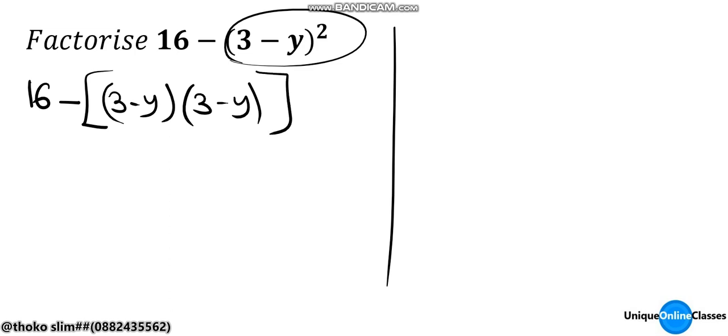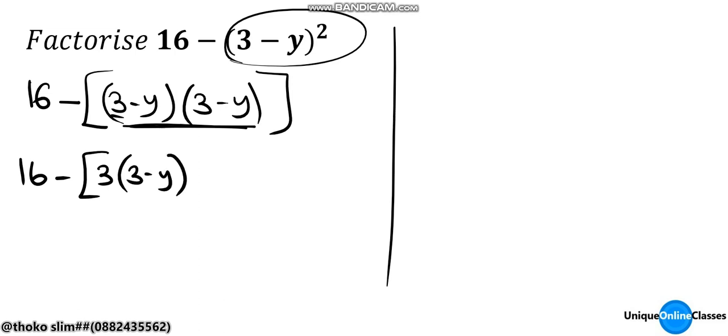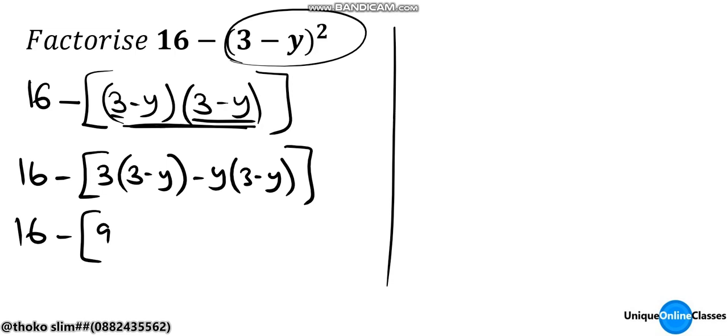That's the meaning of that square. And this one expands easily. We have 16 outside minus, then here we are going to multiply 3 into the bracket 3 minus y, and the minus y into the same bracket 3 minus y. So we have 16 outside minus, here we have 9, then minus 3y, and here 3 in the minus y gives minus 3y, then negative times negative is positive, y and y, that's y squared.